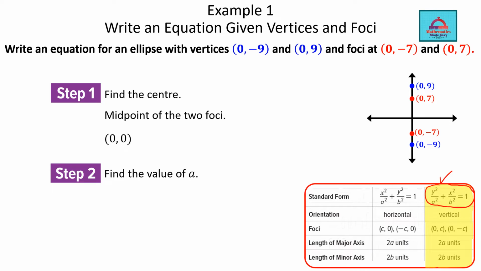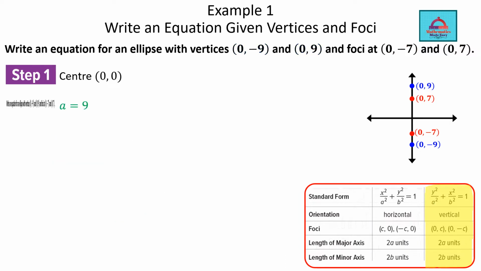So let's calculate a and b. The value of a comes from the length of the major axis. The major axis is the y-axis, and by definition its length is 2 times a. So what is the value of a here? The value of a coming from the vertices is 9. So 2 times 9 would be 18. So we know that a comes out to be 9 in this question.